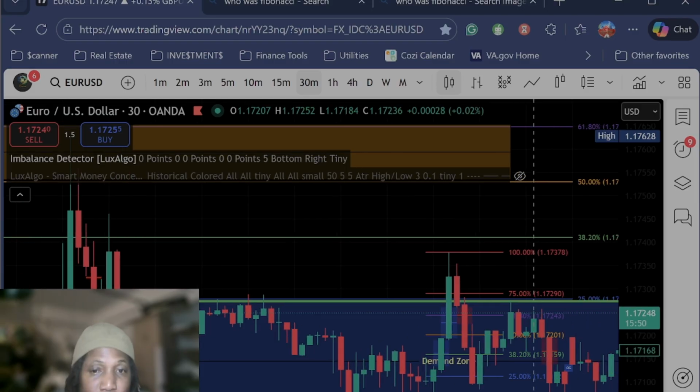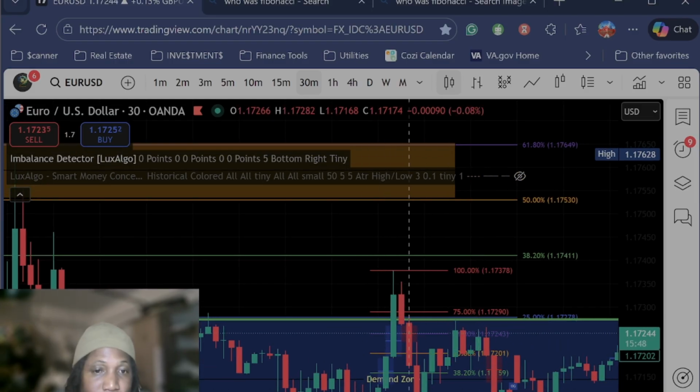So price retraced it where? Price retraced it below the 25%. And what I told you, in these areas, you've got buying pressure. So look what happened. Once price came into the demand zone, price shot up and it went past the 50 to the 618 and then it started fizzling out.